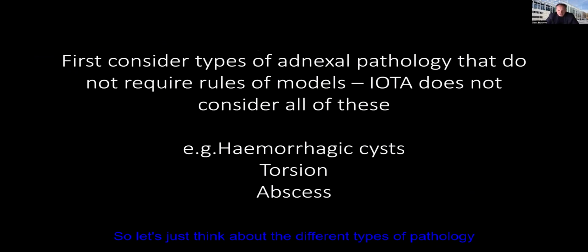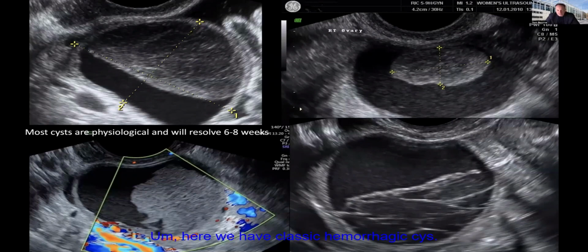So let's just think about the different types of pathology that we don't apply models to. Here we have classic hemorrhagic cysts. These are physiological. They're going to resolve in 6 to 8 weeks. Occasionally people think these are solid areas, but you can use Doppler to sort that out. And you can also use the advantage you have of vaginal ultrasound.